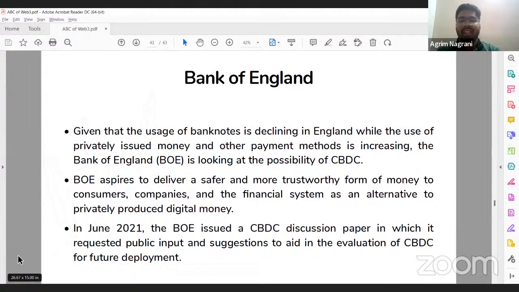Now, coming to another real-life application or case study, there is the Bank of England. The Bank of England has the issue of declining notes in the country, and privately issued money or other payment methods increasing. This was the issue the Bank of England was facing. For this, they came up with the solution of using a CBDC. It aspires to deliver a safe and more trustworthy form of money to consumers, companies, and the financial system as an alternative to privately produced digital money. In June 2021, the BOE issued a CBDC discussion paper in which it requested public input and suggestions. This is again in the pilot testing phase after research and development, for launching their own CBDC in the future.